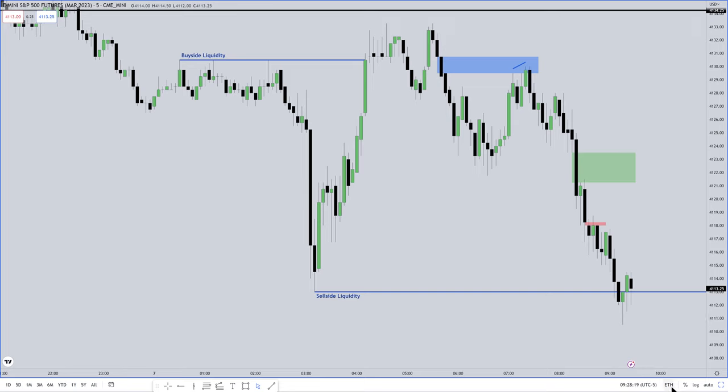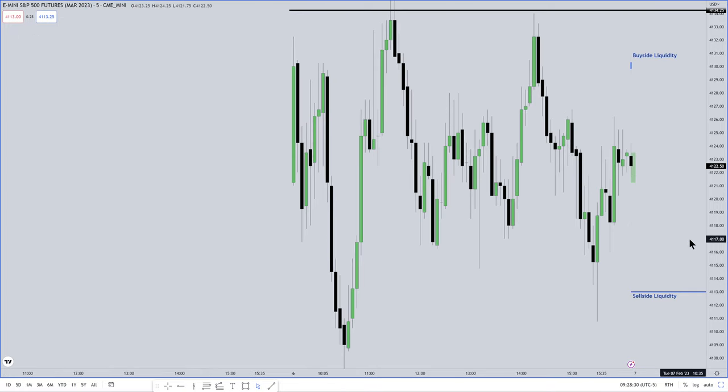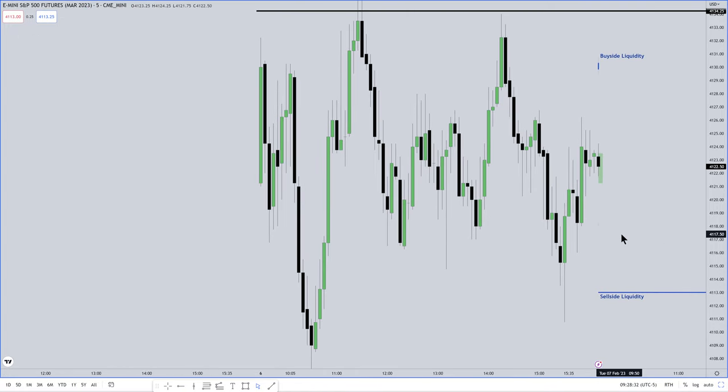And then this is electronic trading hours. If you go here to regular trading hours, right now the price is 41.13 and a quarter. Okay. We go to regular trading hours. Chart looks different, doesn't it?